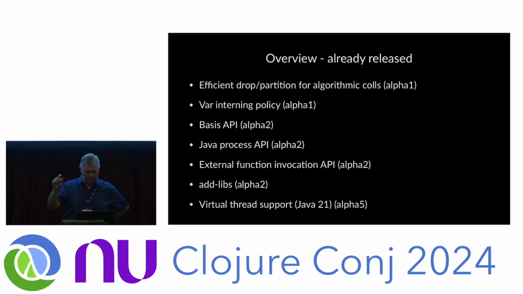Just to give you a thumbnail on each of these, the release notes are probably a better place to look for the details. One of the first things we worked on was efficient drop and partition for algorithmic collections in particular. A lot of times you have a sequence where you want to pull chunks of work to do at a time. If you just generically have sequences, then you have to walk through each element and then build a new chunk. So there's the taking, and then there's the thing you have left at the end.